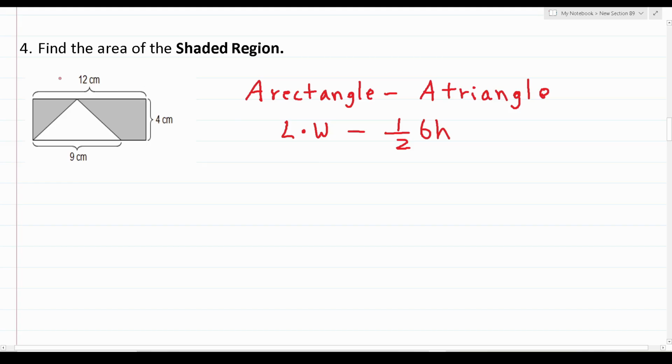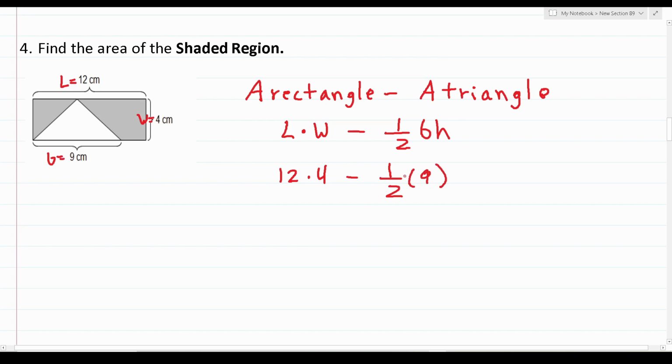The length of the rectangle is right here. It's 12. So this becomes 12. Its width is right here. It's 4 minus 1/2. What is the base of our triangle? Again, that's right here. We know the base of this triangle is 9, so this is 1/2 times 9.